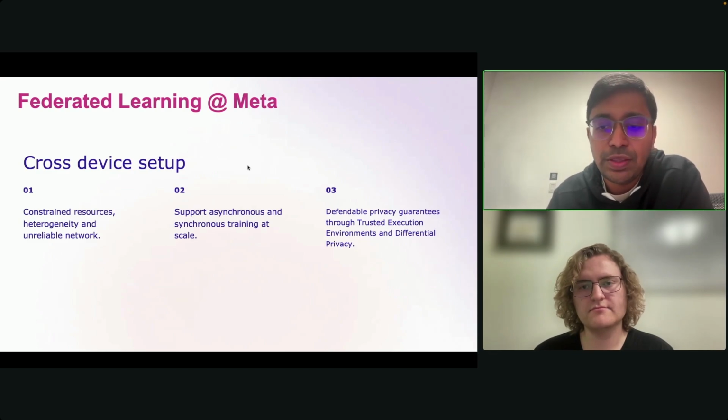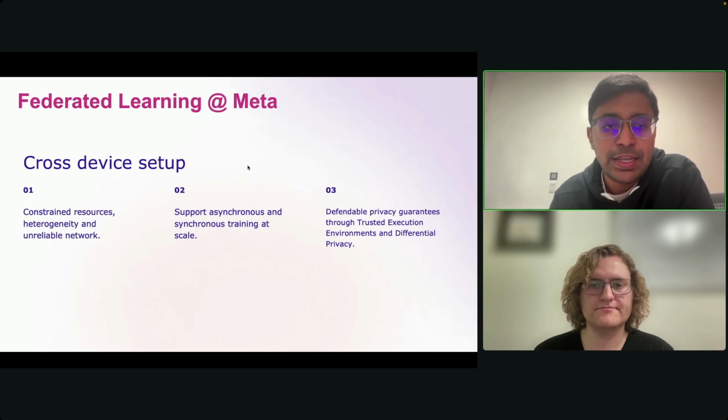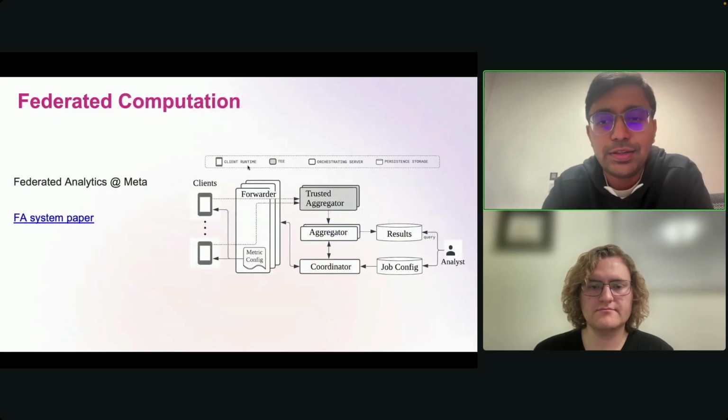There are two flavors of FL algorithms, broadly speaking: sync and async. Sync is the standard, and async is where straggling clients can still contribute to the different model weights. Async definitely has better system properties and leads to faster convergence in practice, as in our result. And finally, we also aim to provide defendable privacy guarantees, relying on trusted execution environments and differential privacy.